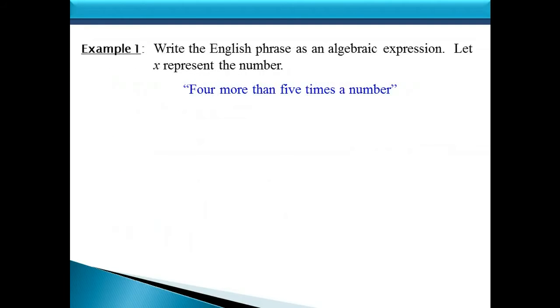Okay, so let's write an English phrase as an algebraic expression, and we're going to let x represent the number. So our English phrase that we have here is 4 more than 5 times a number. So we want to write an algebraic expression that says the same thing. So we need to think about the keywords that represent the different mathematical operations, but we also need to think about the order of operations. So let me show you how this works.